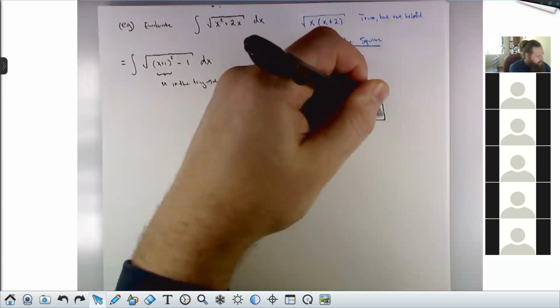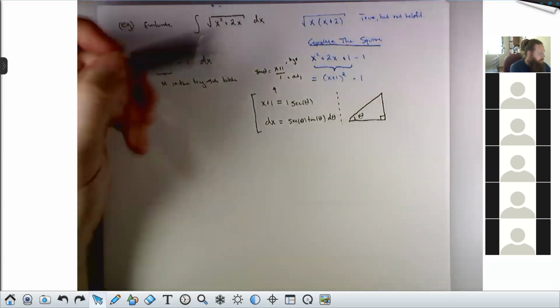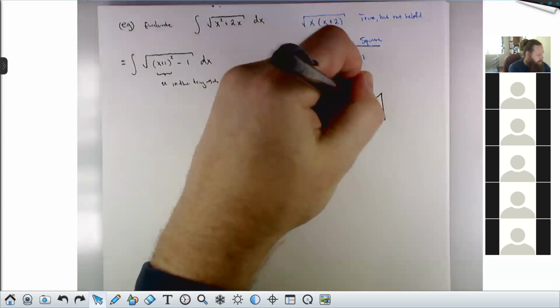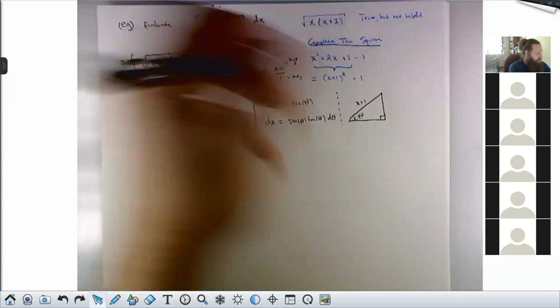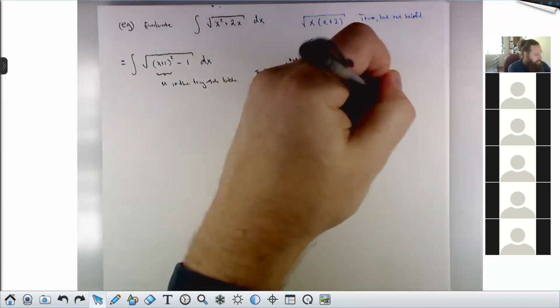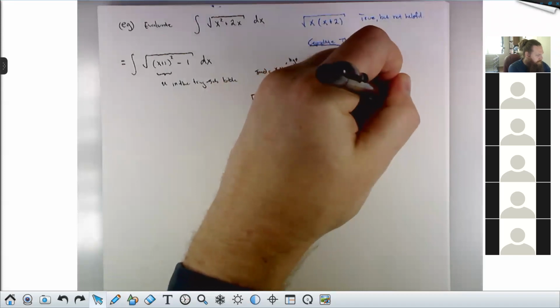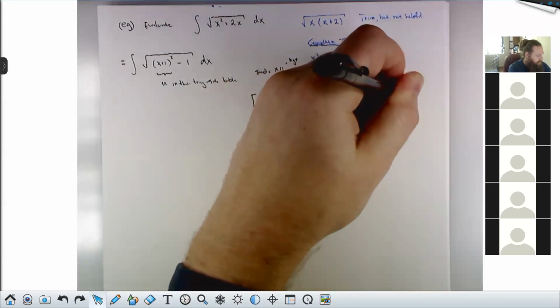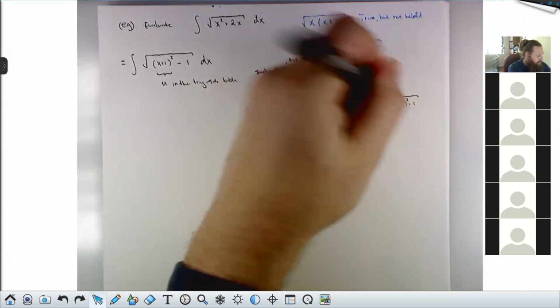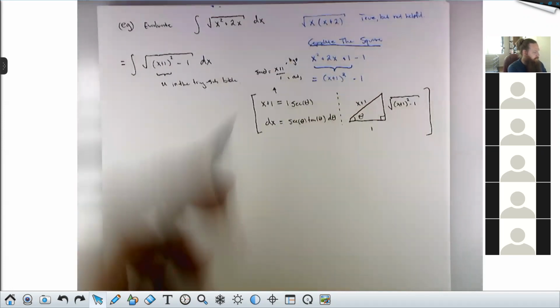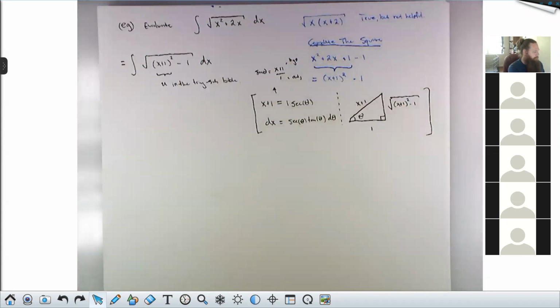So I draw my triangle. It's a right triangle, internal angle there is theta. The hypotenuse is x plus 1. The adjacent side is 1. And the missing side here is going to be the piece from the square root. Or you can just calculate it using the Pythagorean theorem, right? This squared plus this squared equals this squared.